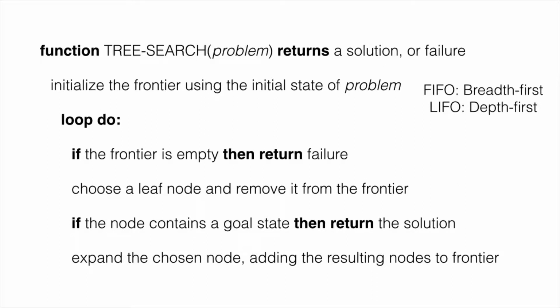Now, if your frontier is a last in, first out data structure, meaning that when you remove a node from the frontier, it's going to take the state that you entered most recently, so this is something like a stack, then what you get is depth first search, which means you're going to go as far as you can, explore as deeply as you can before backtracking.